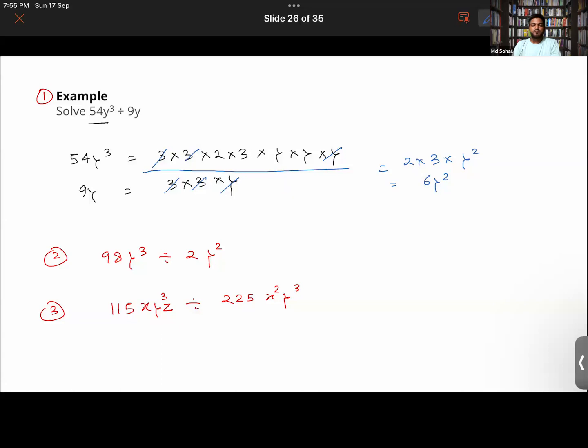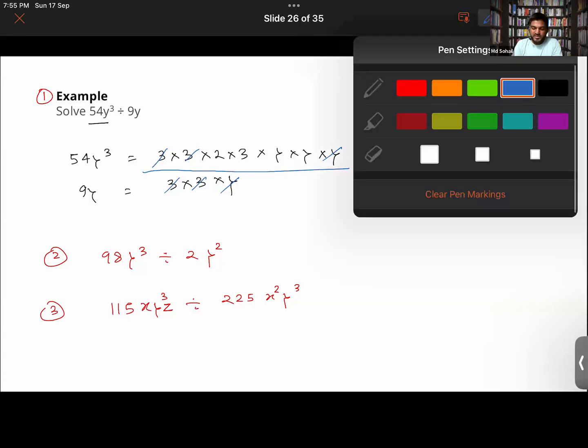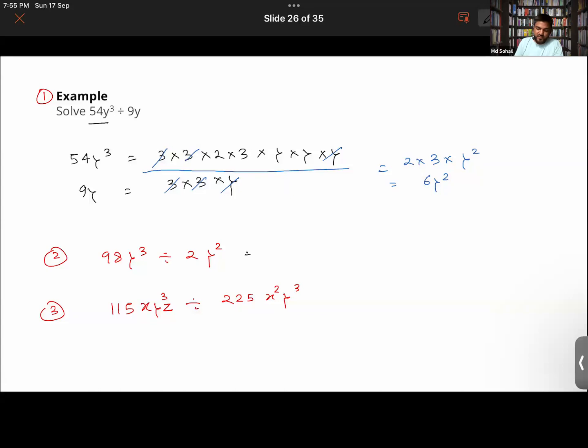Sir, I found the first one. Okay, what is the answer? 46y. Very good. That is correct. What about you, Arham? Did you get the same answer? No, sir. Solve the second one, I mean the third one. Actually, whether you divide two monomials or a polynomial by a monomial, all of them can be solved in the same manner. Simply bring them to the irreducible form, and then it can be solved.